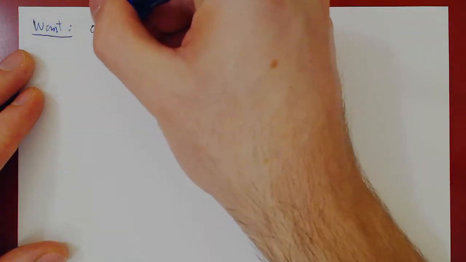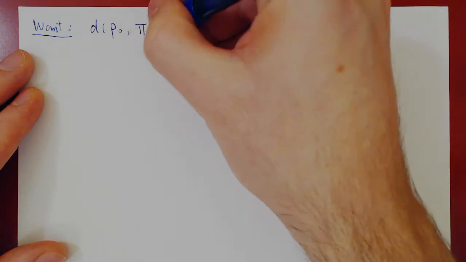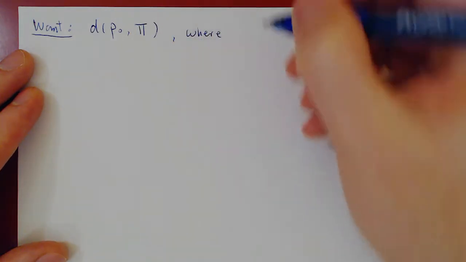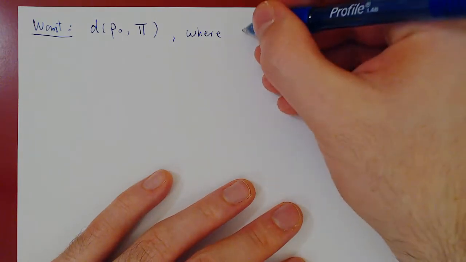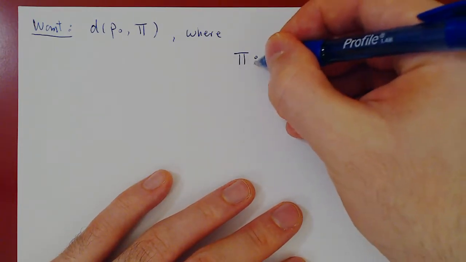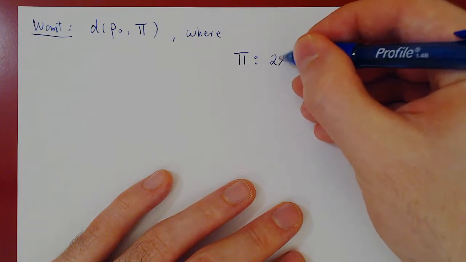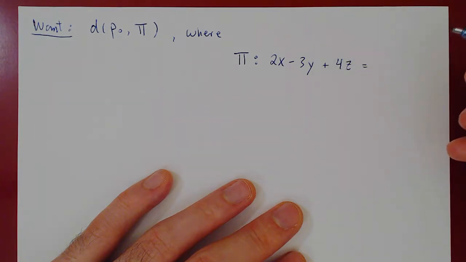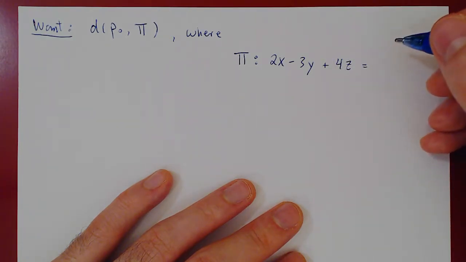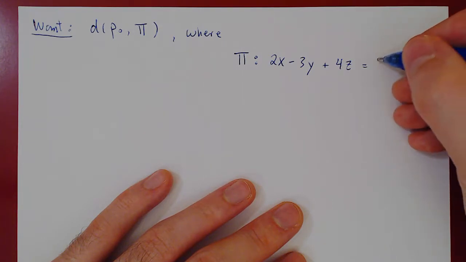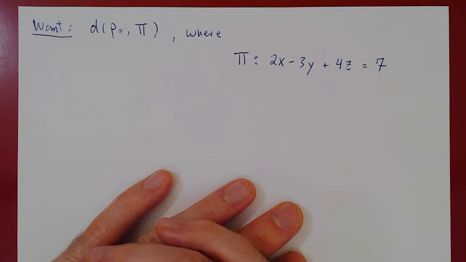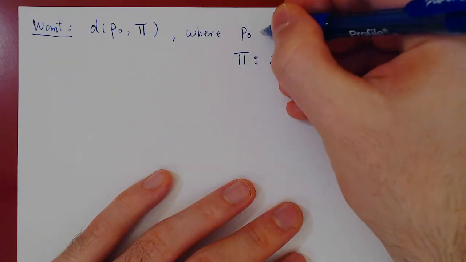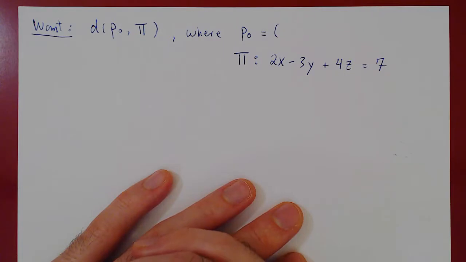We want the distance between the point P naught and the plane pi, where, well, let's take the plane given by the equation, say 2x minus 3y plus 4z equals 7. Why not? And let's take the point P naught with coordinates 2, 1, 1.